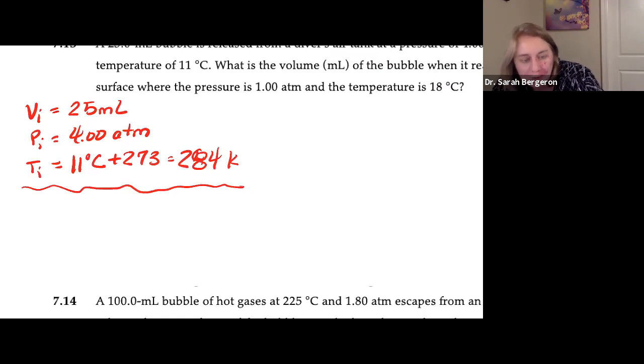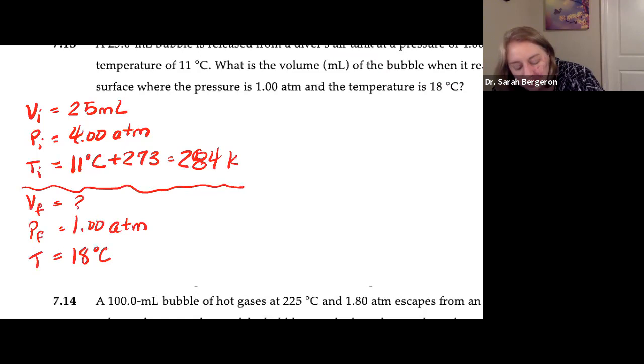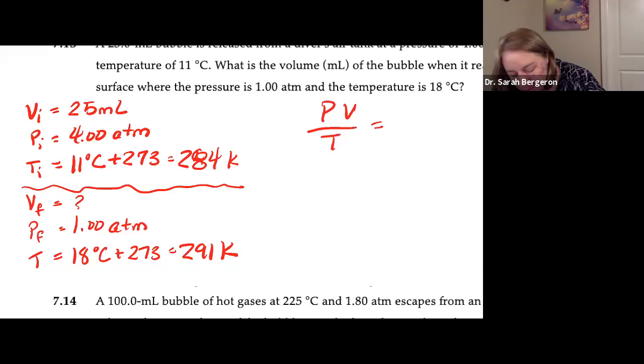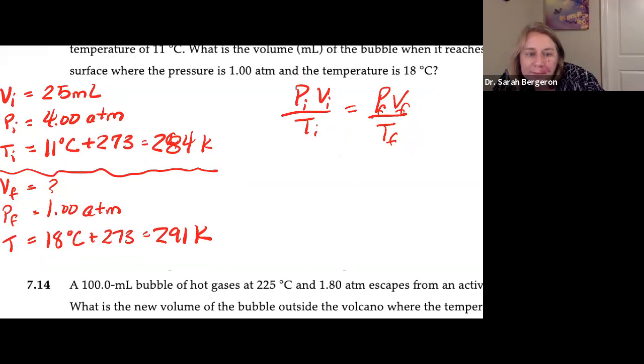That's our initial conditions. Here's our final conditions. We don't know our final volume. We know our final pressure was 1 atm, and we know that our temperature was 18 degrees Celsius. Got to convert that. 273 gives us 291 Kelvin. Okay, now, PV over T on the table. Final. Okay, are any of them held constant? Nope, they're all changing. So you can't get rid of anything. But isn't this nice where you don't have to remember whose law and what's the relationship? Put your P, V, and T on the table and don't worry about it, okay?